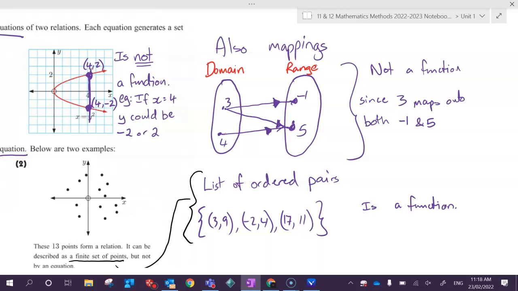This one here, because 3 maps onto either -1 or 5 when I follow along the arrows, that's no good. That is not a function. It's a relation, it's a rule, it's a set of ordered pairs. If I wanted to write that mapping as a set of ordered pairs, I could write it as (3, -1), (3, 5), and (4, 5). Can you see how those ordered pairs correspond to the diagram, to the picture? It's fairly straightforward. That's good.